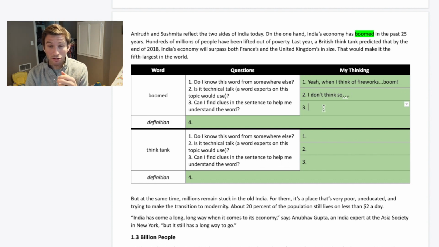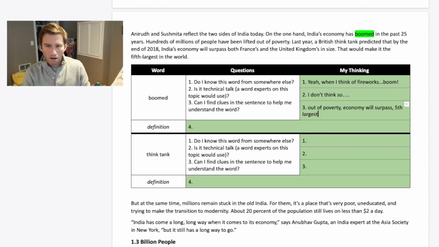So yeah, there's quite a few clues that we would see, like out of poverty. That's a clue about what this word means. And then economy will surpass, and then also fifth largest. All of those are clues, right? All of those are context clues, because we see that the economy has boomed. And so all of those are clues about what this word means.